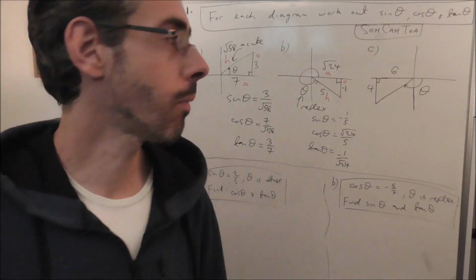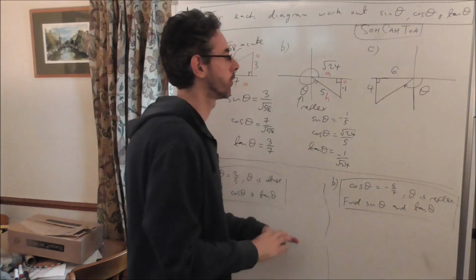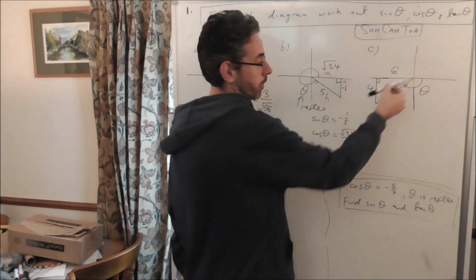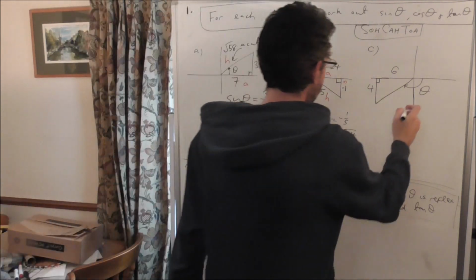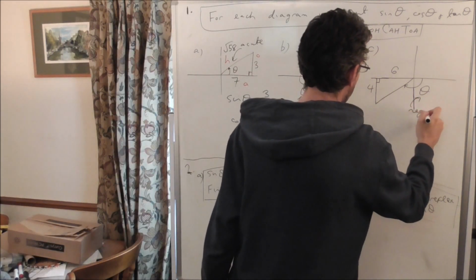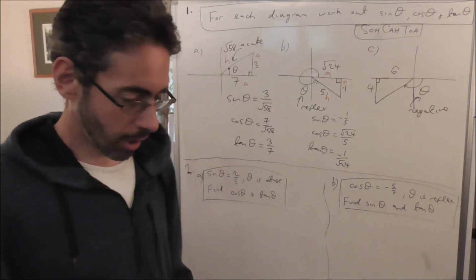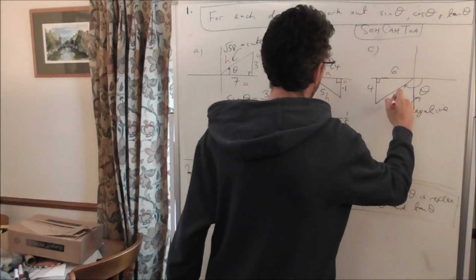Well, let's move on to the third one over here. This angle is actually a negative angle because it's been drawn in a clockwise direction. It's somewhere between minus 90 and minus 180. So it's a negative angle, not that it really matters for the question. And again, it's the hypotenuse that's missing. The hypotenuse hasn't been given.